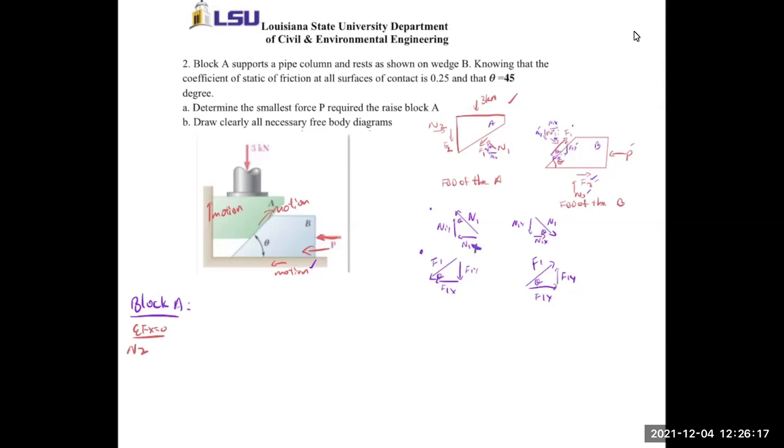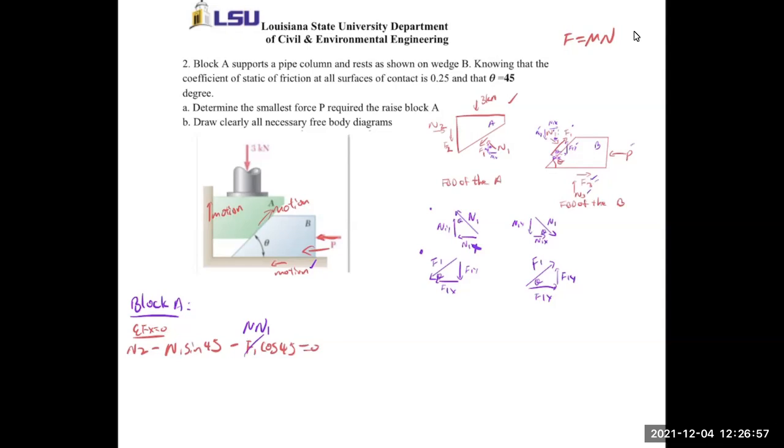N1x, which will be N1 sine 45. And then we have this F1x, which we know that the force will be equal to mu N, right? So F1 cosine of 45, where F1 is equal to mu N, and N will be N1. Okay, equal to 0.